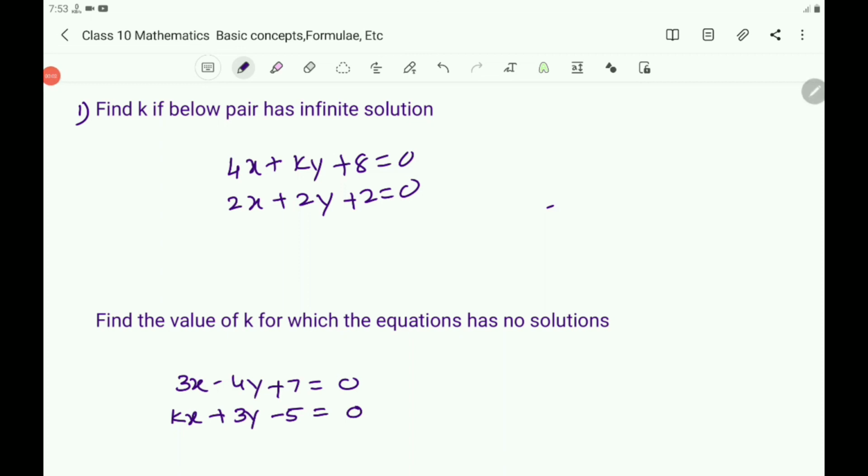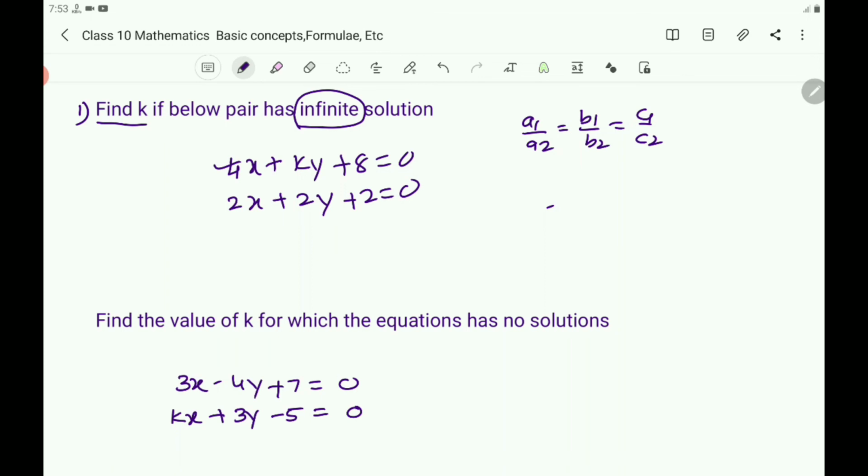Sometimes the question may be like this way. Find k if the below pair has infinite solution. Here the two equations are given as follows. 4x plus ky plus 8 equals 0. 2x plus 2y plus 2 equals 0. Here as the pair of these two linear equations is having infinite solution, you know the condition a1 by a2 equals b1 by b2 equals c1 by c2.